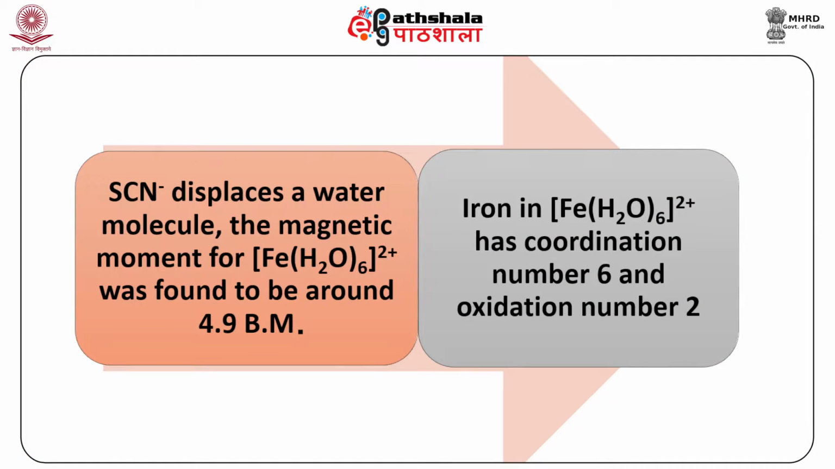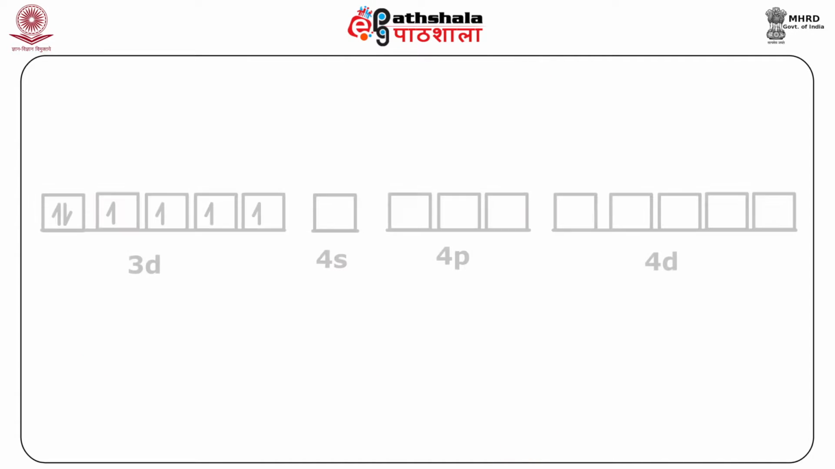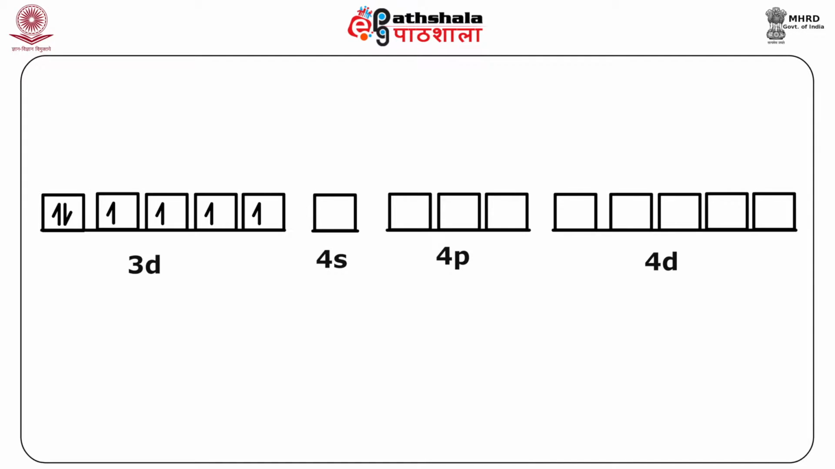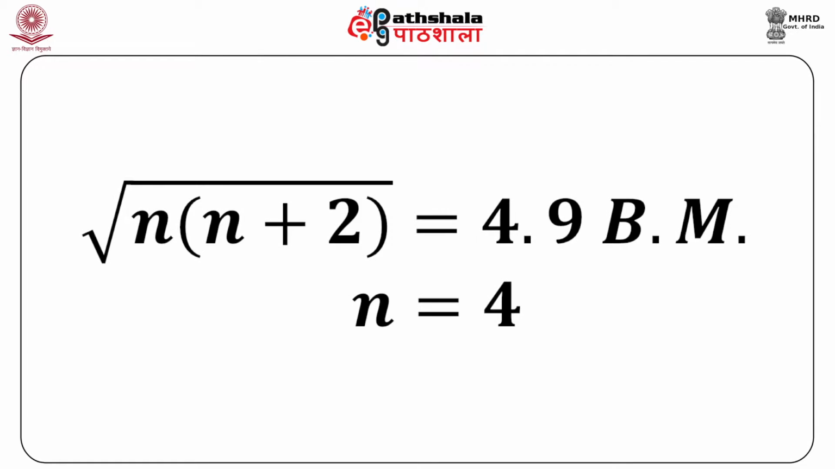In the example, the thiocyanate ion displaces a water molecule. The magnetic moment for [Fe(H2O)6]2+ was found to be 4.9 Bohr magneton. Iron in [Fe(H2O)6]2+ has coordination number 6 and oxidation number 2. So, if you see the orbital picture of iron in [Fe(H2O)6]2+, you can have the picture. From the magnetic moment value, it is clear that the total number of unpaired electrons in the complex is 4.